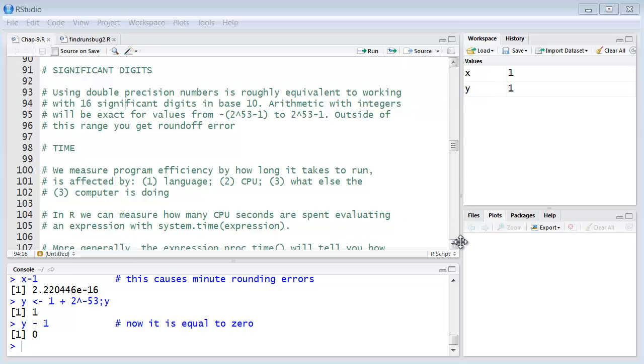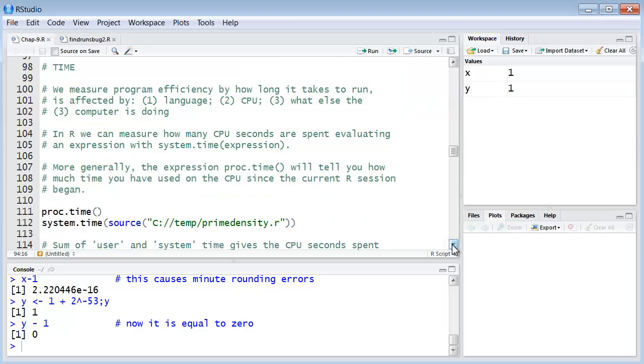Okay, so those are some anomalies about accuracy, which is one of the issues that we must be concerned with. Now, they're small rounding errors, granted, but nevertheless, they are not what you would expect. The other issue that's very important, and that we care about when we're talking about programs running efficiently, is time. We generally measure the efficiency of a program by how long it takes to execute the instructions in the program. And this can be affected by a number of things: the programming language that it's written in, the clock speed of the central processing unit, the CPU, and what other tasks your computer is performing at the moment.